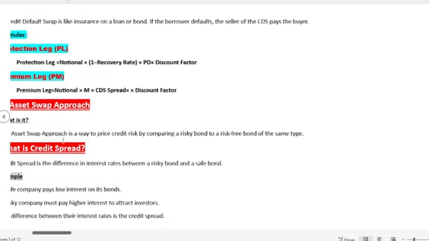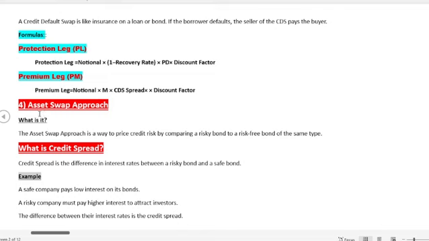Into discount factor. So let's see part number 4 of the topic, which is the asset swap approach. What is this? The asset swap approach is the way to price credit risk by comparing a risky bond to a risk-free bond of the same type. It's a comparison of a risky bond to a risk-free bond. Simple as that.